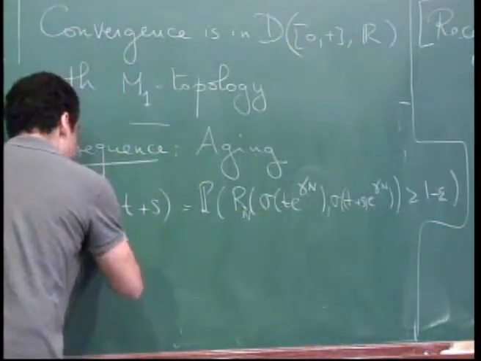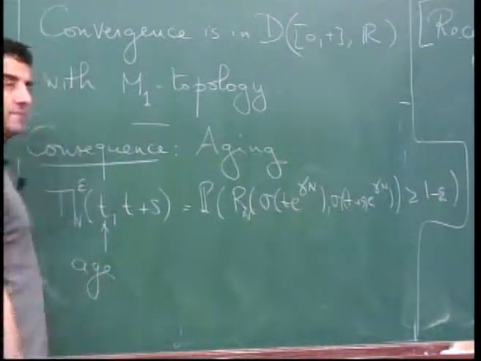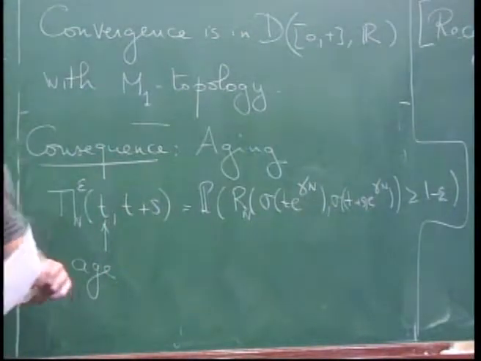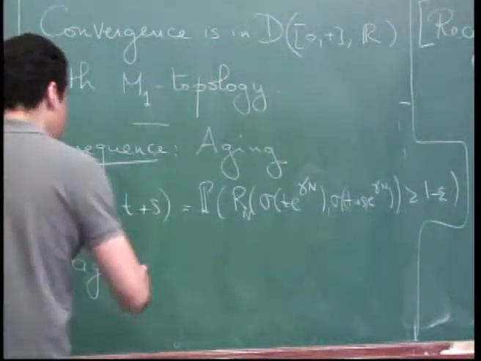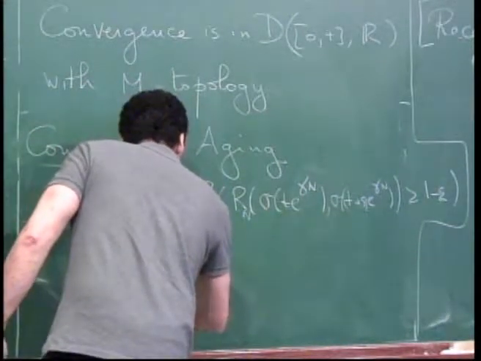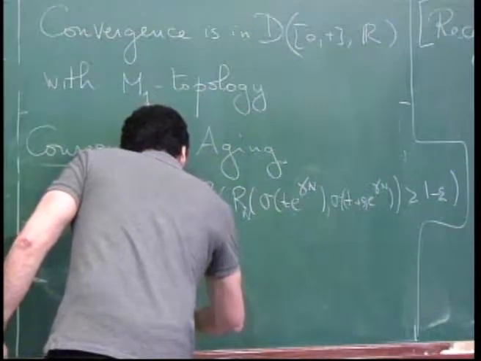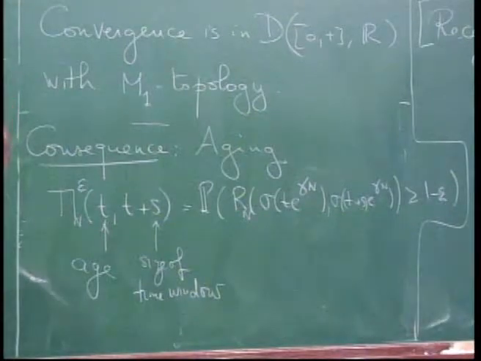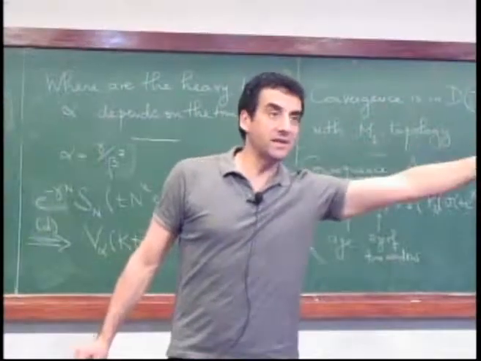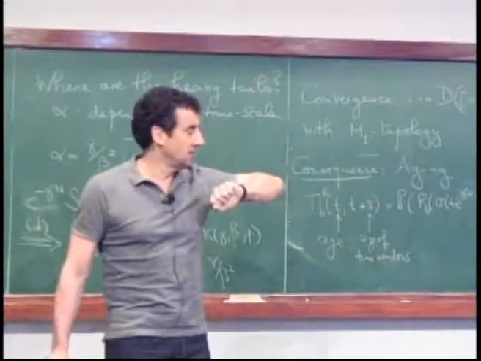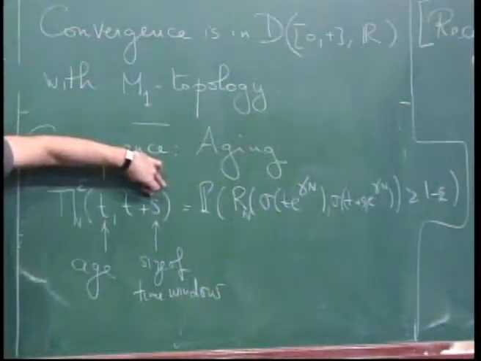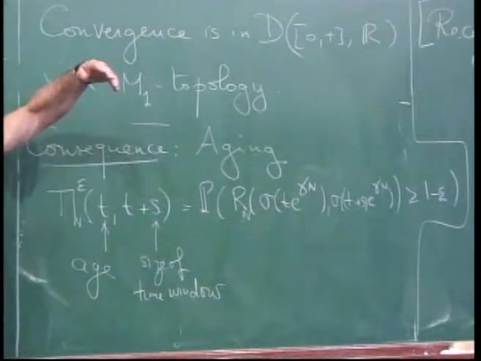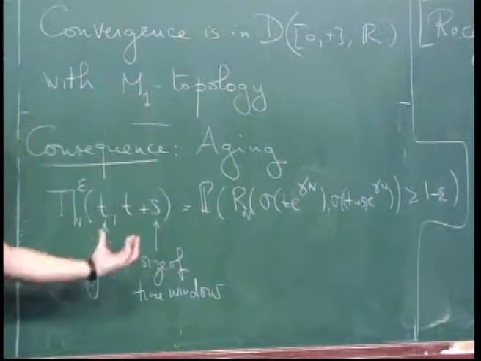This here will be called the age of the system. So look at it. You have your system, you let it evolve until time t, which will be very large. And then you observe it for a time s. So this is the size of the time window of observation. So you have your model. It's old, it has age t, and then you observe it for a time s. For simple systems, it's only s that is important. For interesting systems, the age plays a role. The older the system is, the more you feel the age.